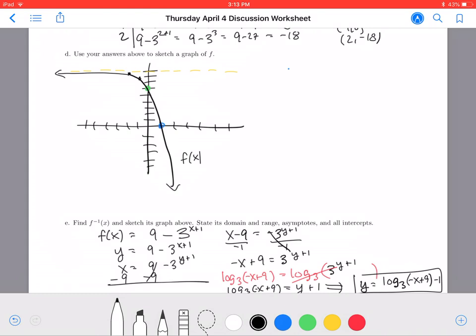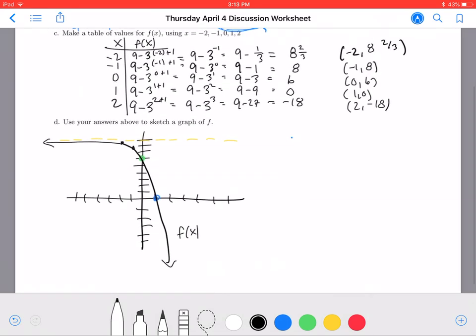Domain and range. Well, let's sketch this graph. So remember, to sketch the inverse, we can just swap the points. All these points that we found in part C, if I want to plot the inverse, I'm just going to swap them. So I'm going to have (8 2/3, -2), (8, -1), (6, 0), (0, 1), (-18, 2). All of these points are on the inverse function. So let's do this in red. So 8 2/3 and -2.